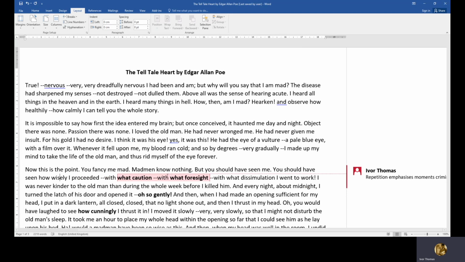Let me read the paragraph and then come back to the notes. "I was never kinder to the old man than during the whole week before I killed him. And every night about midnight I turned the latch of his door and opened it, oh so gently. And then, when I made an opening sufficient for my head, I put in a dark lantern, all closed, that no light shone out." In case you're confused about this, a dark lantern is a lantern, a torch that's covered up. So you have to open dark panels in order for the light to diffuse out.